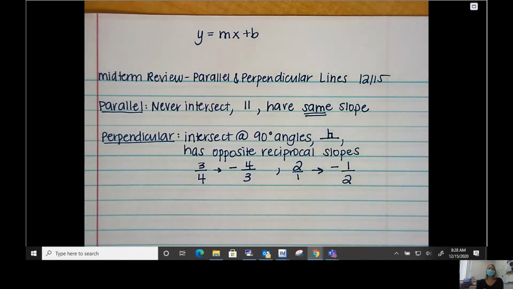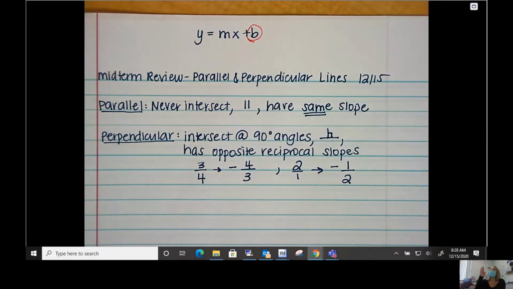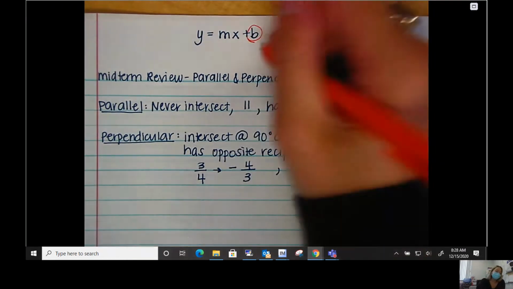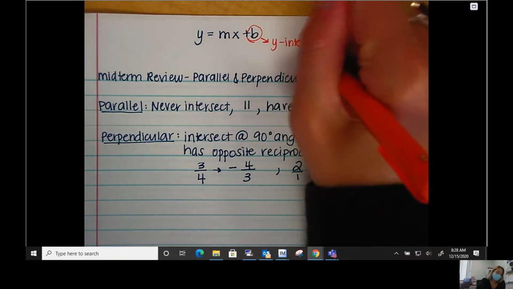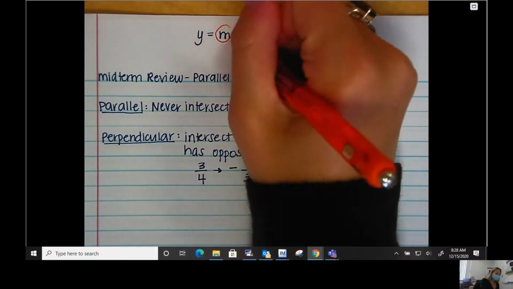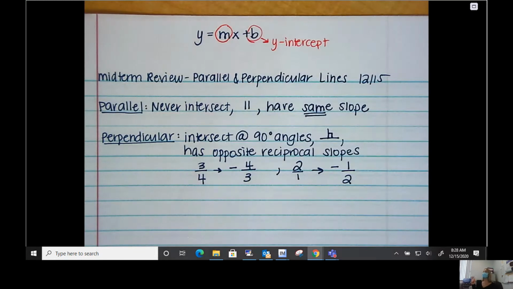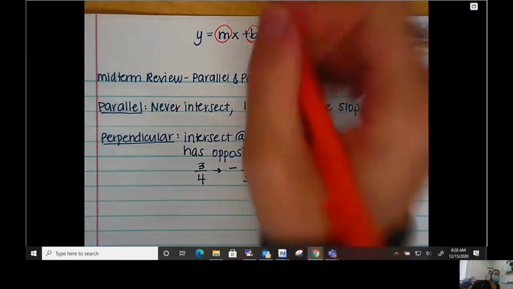Not bisect, but it's an intersection point. It's where it intersects the y-axis, so it's called the y-intercept. So if you looked at a graph, it would be where your graph crosses the y-axis. Do you guys remember what the m stands for? It's the slope. It's not the x-intercept, it's the slope, which is why it's so important here for parallel and perpendicular. The m is my slope.